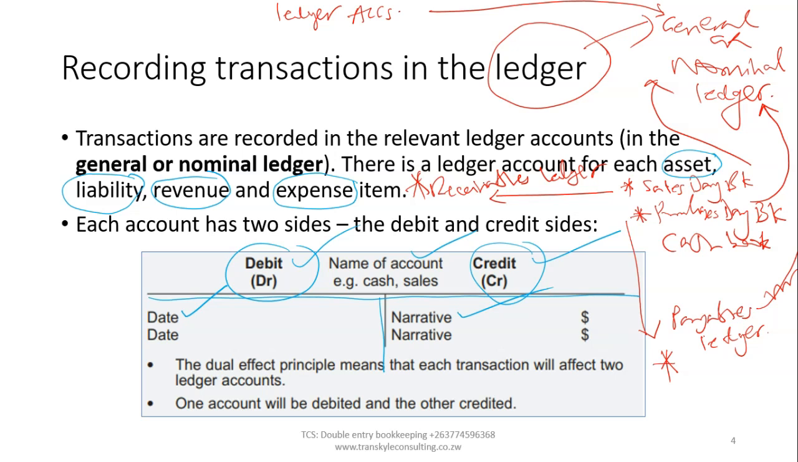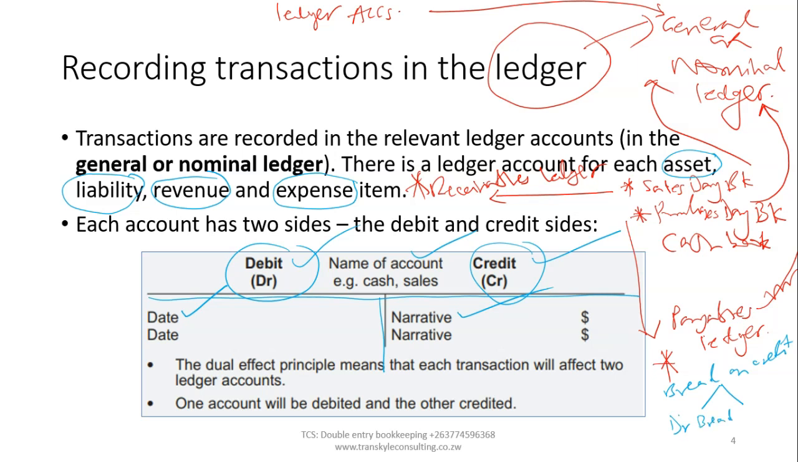The dual effect principle means that each transaction will affect two ledger accounts. So whenever a transaction has been entered into, two accounts will be affected. For example, let's say we buy bread on credit. Here, the two accounts which have been affected are the bread. We're going to debit the asset bread, the bread account.